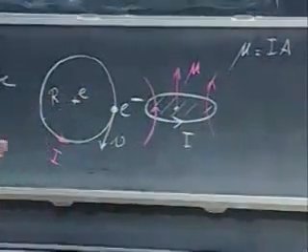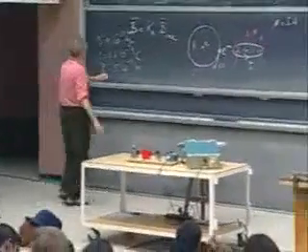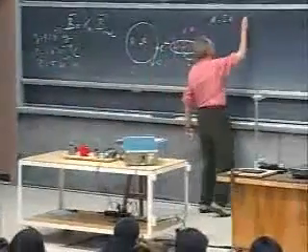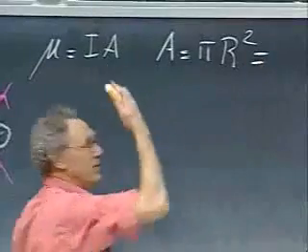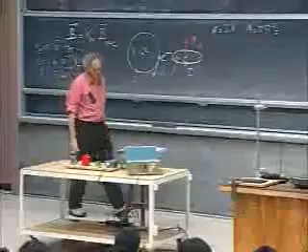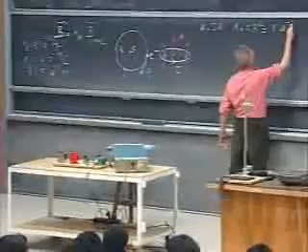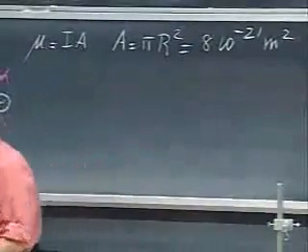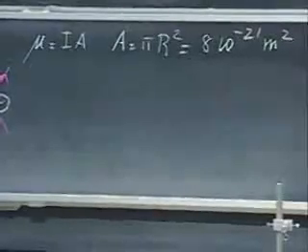Now, the area A is trivial to calculate. That's pi r squared, r being the radius of the orbit. And so A, that's the easiest, is pi r squared. And if I use my 5 times 10 to the minus 11, then I find that this area is 8 times 10 to the minus 21 square meters. So that's easy. But now comes the question, what is I? What is the current? So now we have to do a little bit more work.